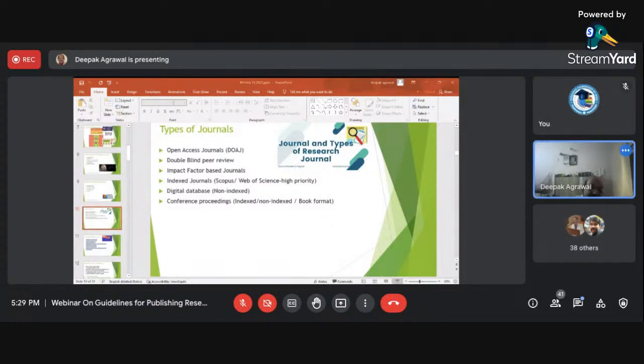So in that case, we need to develop quality papers. It requires lots of patience. Only then can we approach such types of journals.